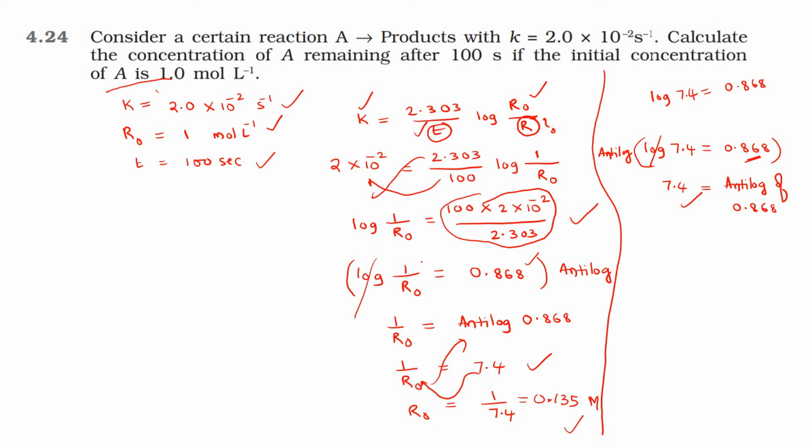Not R naught actually. It is R actually. Okay, so just remove this one. This is R actually. I'm writing R actually. It is R. Okay, sorry, it is R actually. It is also R. Okay, this is R. So the concentration of reactant at 100 seconds is equal to 0.135 molar here.